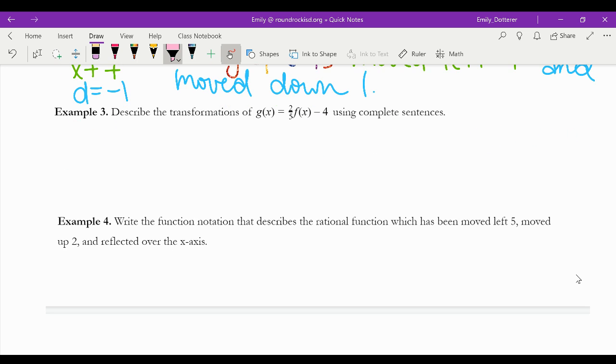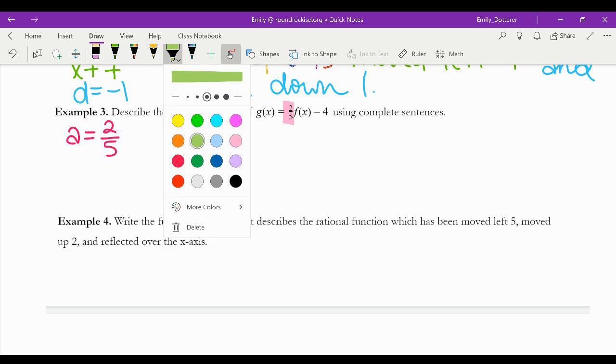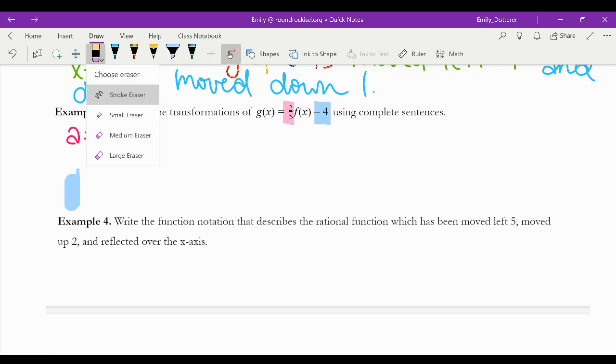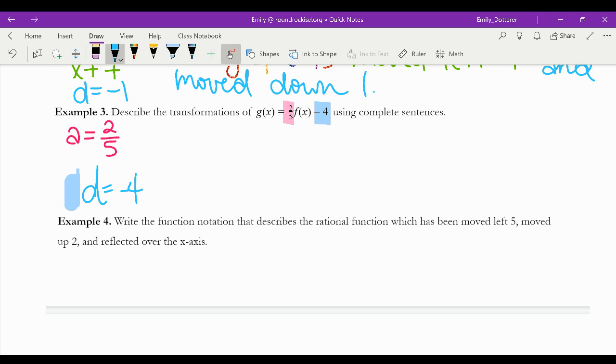For number 3, we've got an A value again. It's 2/5. There's no C value. And the D value is negative 4. It's not letting me erase for some reason, so that's going to stay like this.